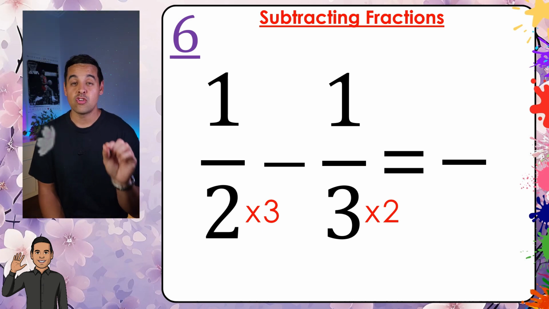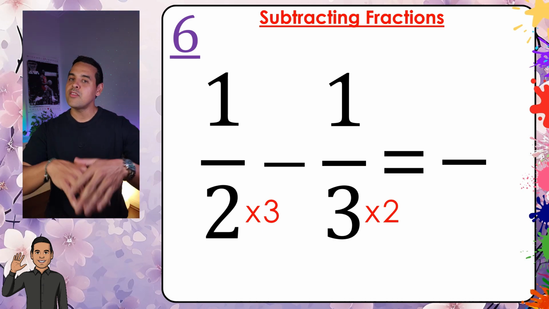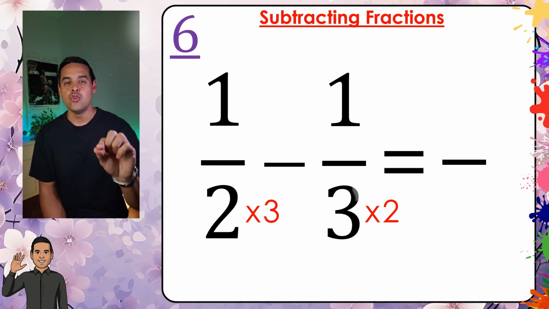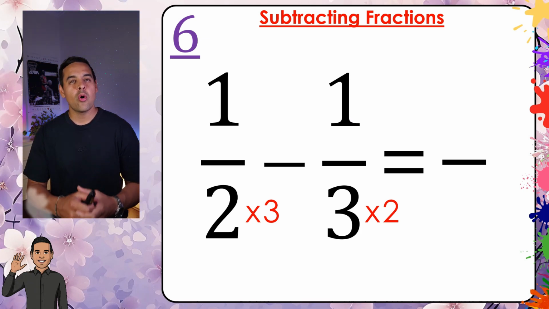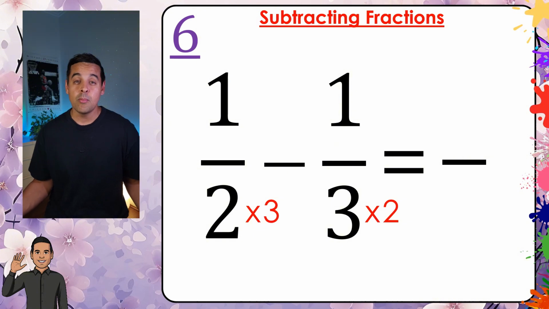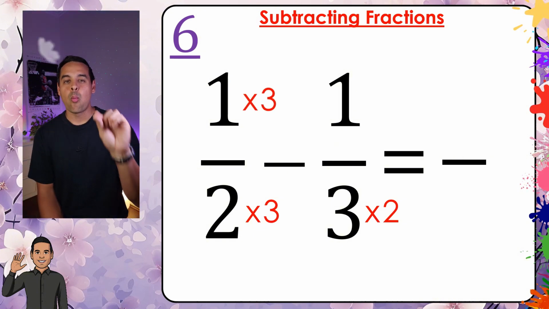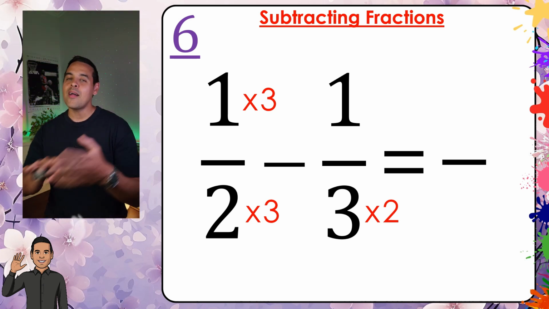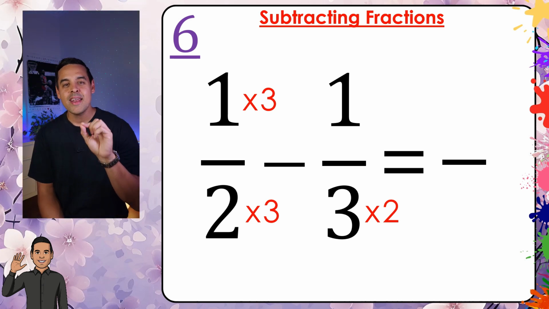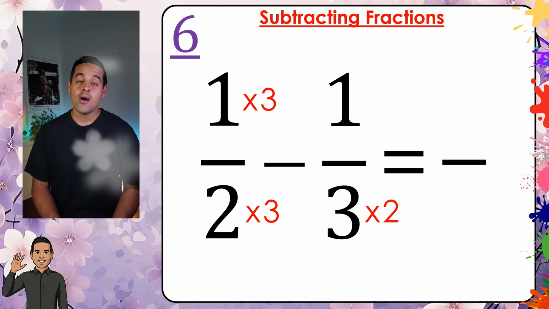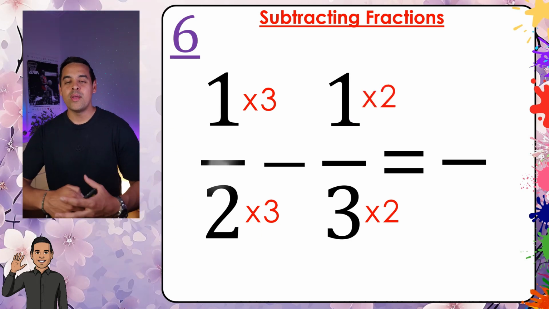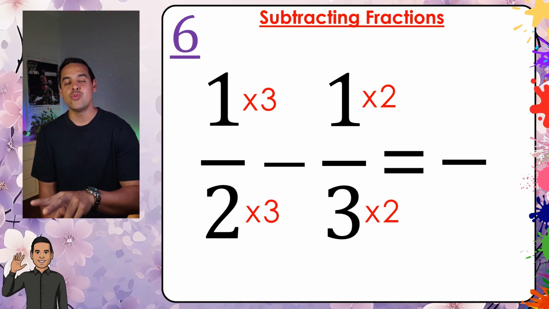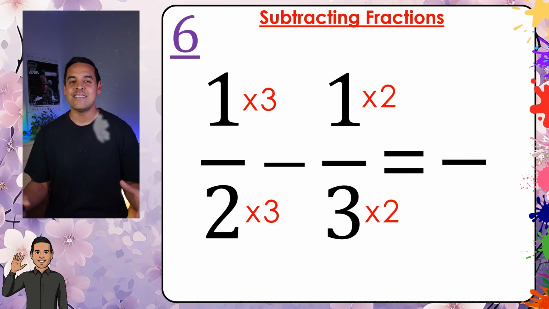Whatever you do to the denominator of your fraction, you need to do the same thing to that fraction's numerator, just like this. For the 1/2 here, we've multiplied the 2 by 3, so we need to multiply the numerator 1 by 3. On the other fraction, we have 1/3. We multiplied the denominator by 2, so we need to multiply that fraction's numerator by 2. Hopefully that's clear and easy to understand.